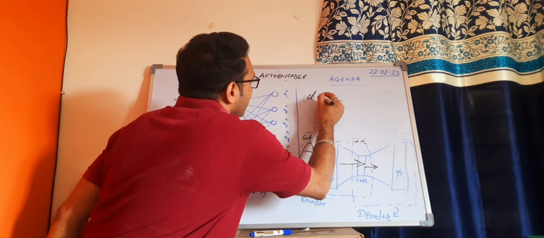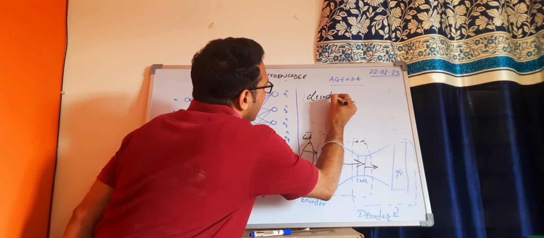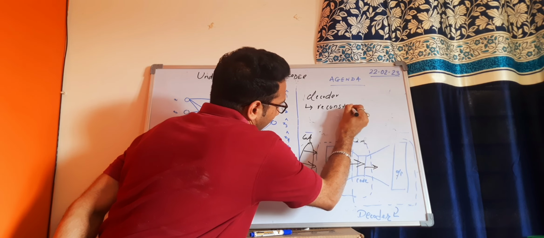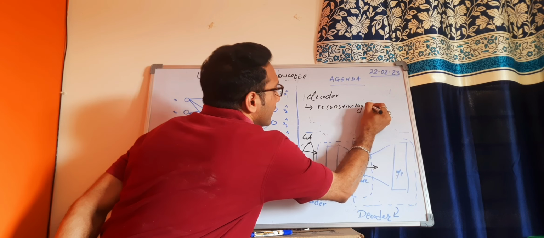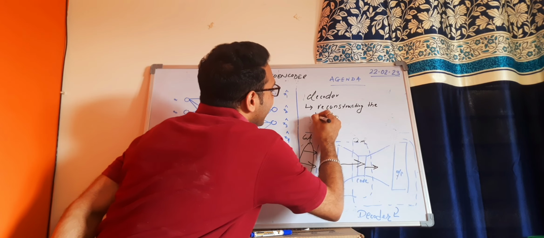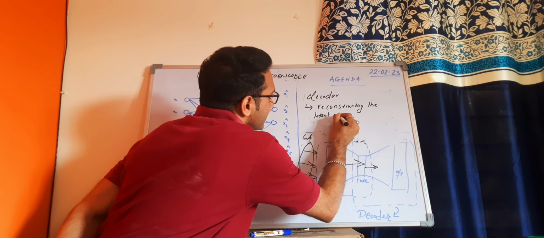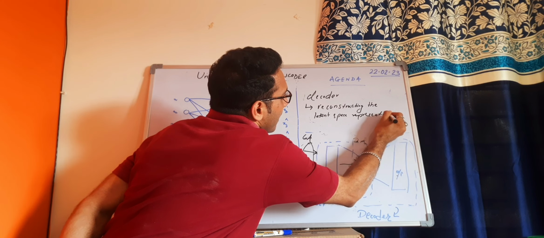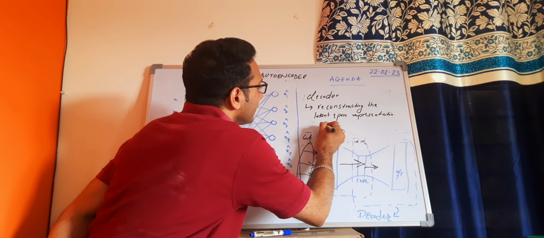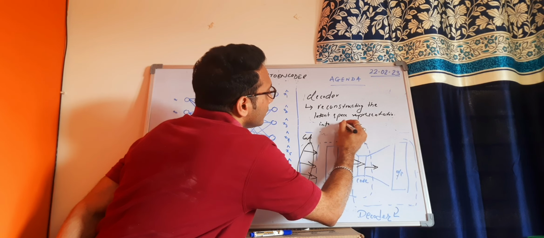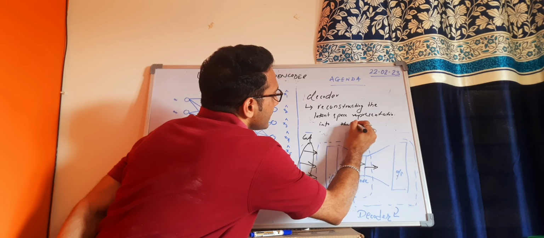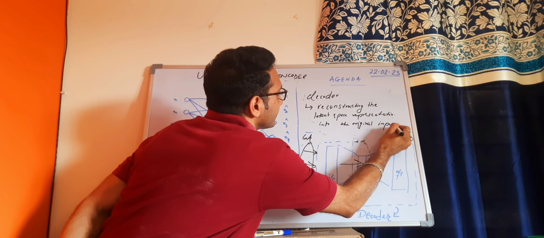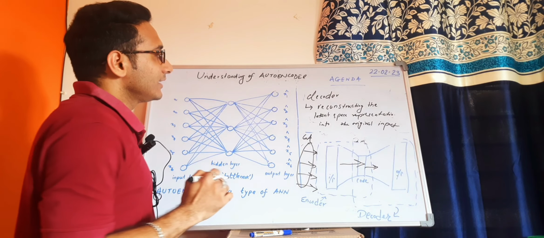So decoder, right? Decoder is reconstructing the latent space representation into the original input. What is the meaning of this line?